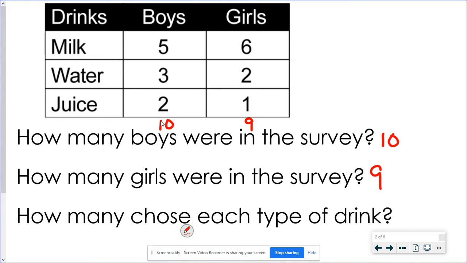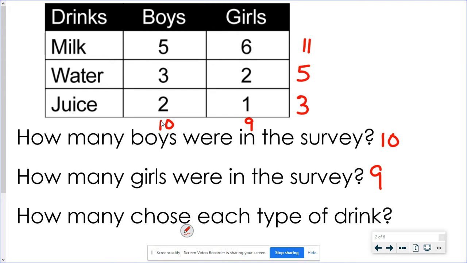How many chose each type of drink? This is where I would get the total for the rows then. Columns go up and down, rows go sideways. So a total for milk would be 11 people chose milk as their favorite, 5 chose water, and 3 chose juice as their favorite. Now, what it doesn't ask you to do here is I could also figure out from those row and column totals how many students they asked.